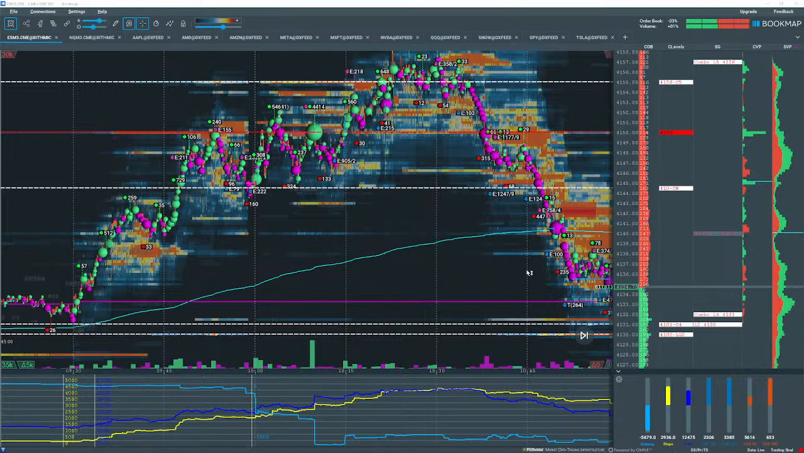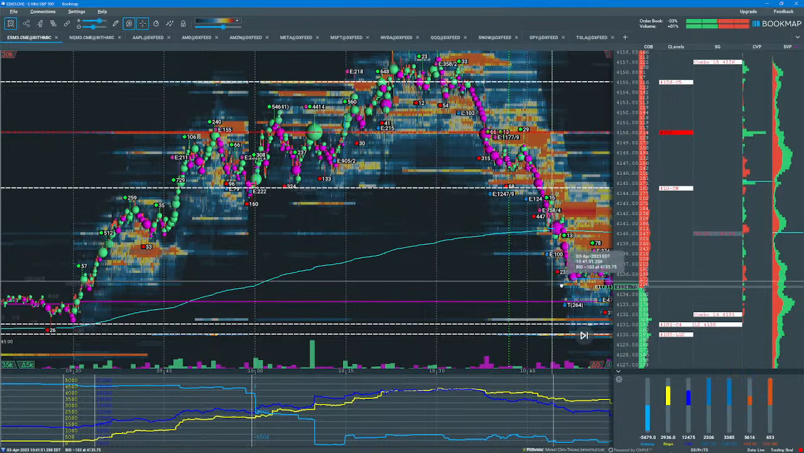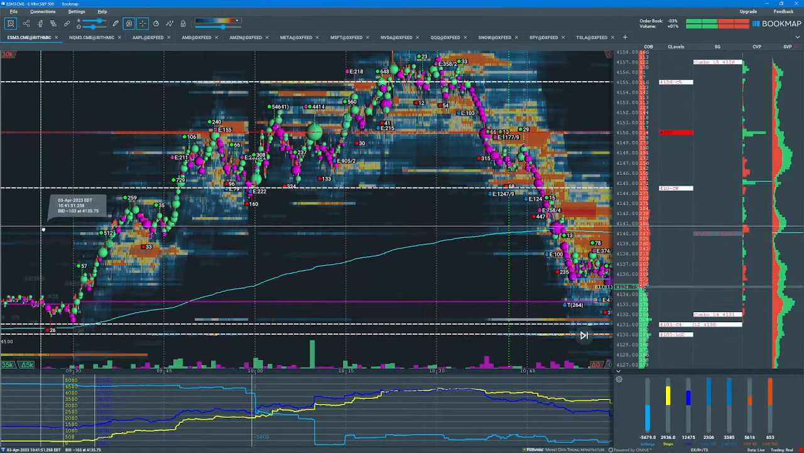All right, let's just zoom a little bit. Oops. Sorry about that.